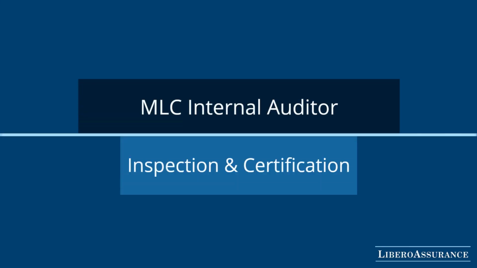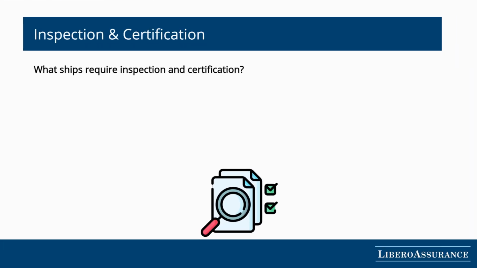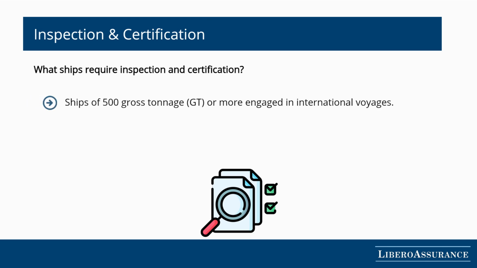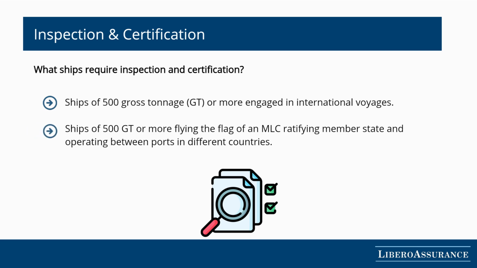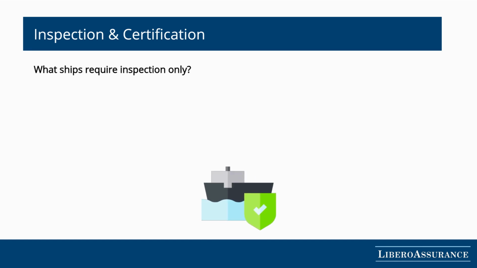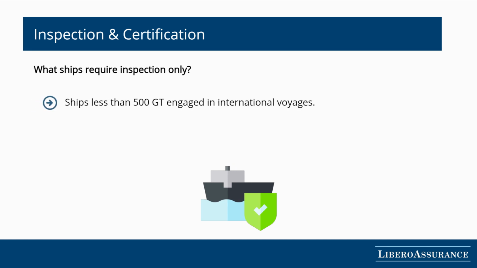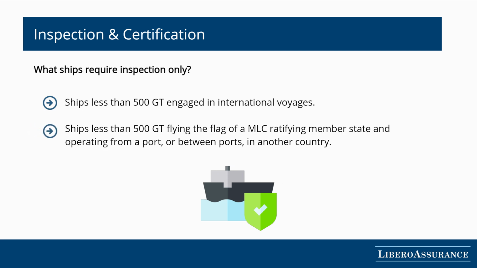Inspection and certification. The ships that require inspection and certification are ships of 500 GT or more on international voyages or operating between countries under an MLC flag state. On the other hand, some vessels require inspection only. These include ships less than 500 gross tonnage engaged in international voyages, and ships less than 500 GT flying the flag of an MLC ratifying member state operating between ports in different countries.